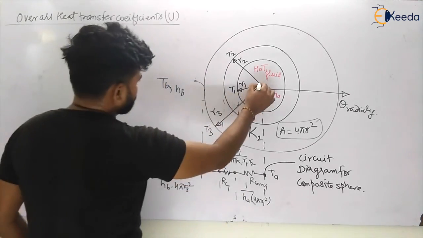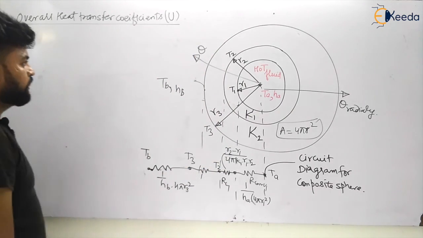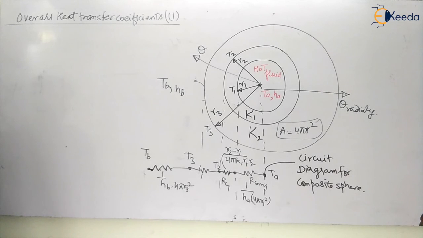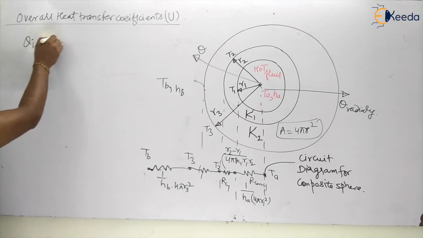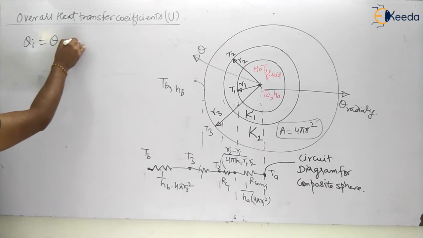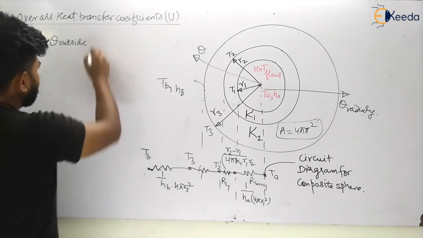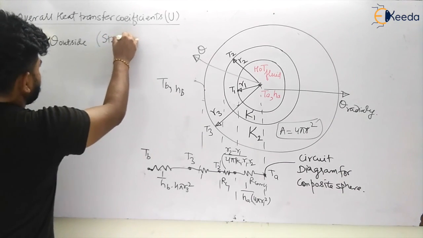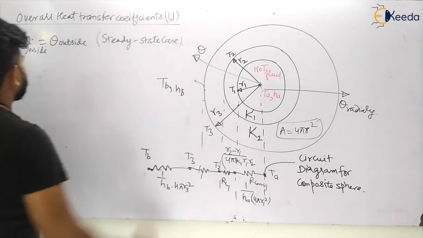If total heat transfer is Q in this direction, let us see what will be there. So total heat transfer is Q. So Q inside will be equal to what? Q outside, my dear students. That is, the inside and outside rate of heat transfer will be the same. Why? Because we have taken a steady state case, my dear students.